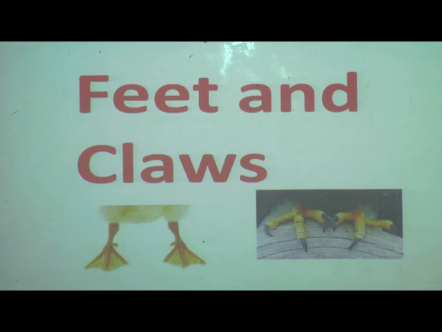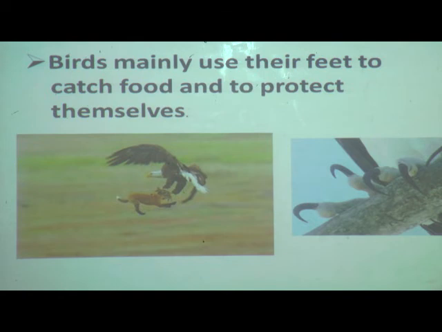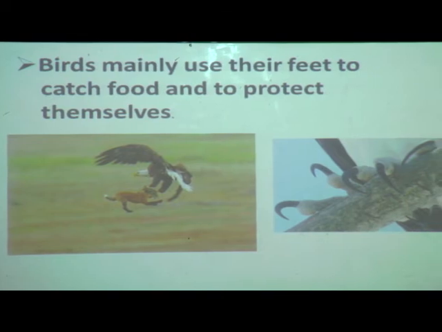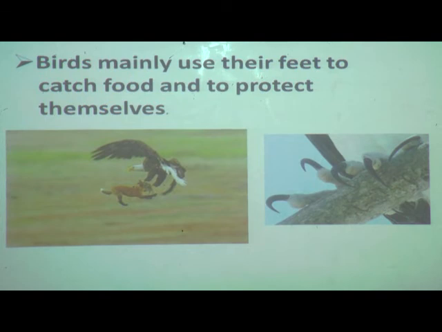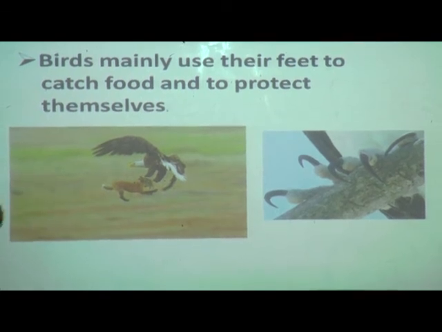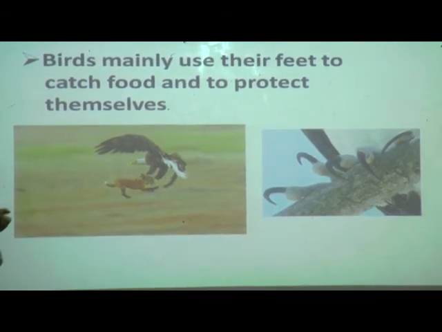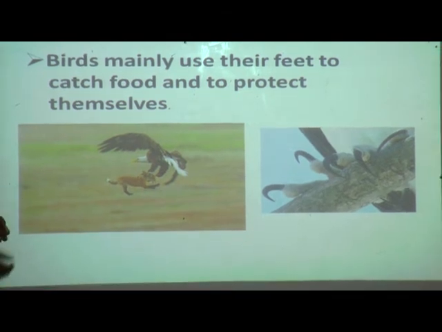So now different birds have different types of feet. Now we will see what are the different types of birds and how they have different types of feet one by one. Now birds mainly use their feet to catch the food and to protect themselves. See what they are saying. Birds have feet to catch their food. See, we have hands to catch any food to eat. If you want to eat ice cream, what will you do? You will hold it in your hand and take it near to your mouth and you will eat the ice cream.